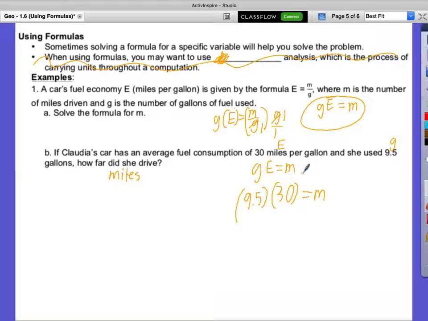Does anyone happen to have the answer for what M would equal here? 285. It ends up being 285, okay? Now what's our label for that? 285 what? Miles. So how far did she drive? 285 miles. We want to label it. We want to know that we're not talking about kilometers or feet, or kangaroos or ostriches, or 285 tortilla lengths. Okay, that'd be weird. We're trying to talk about miles, right, Nolan?